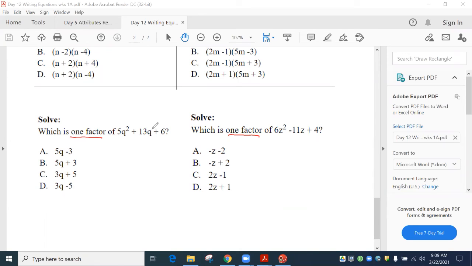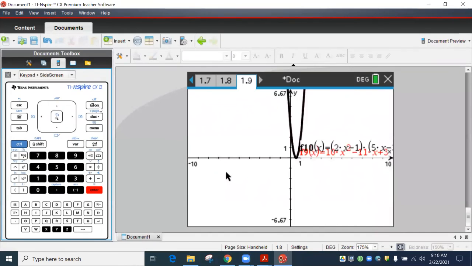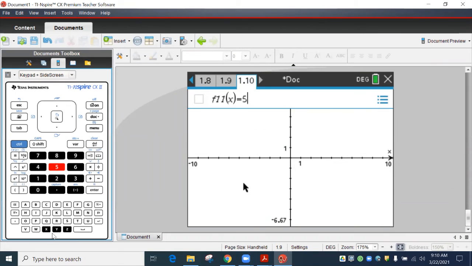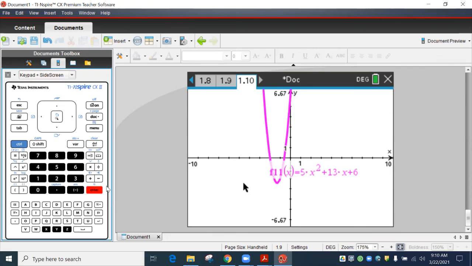All right. So we're going to go type this in real quick. So go switch this to an X. Make sure you open a brand new graph. So we have 5x squared plus 13x plus 6. Hit enter.